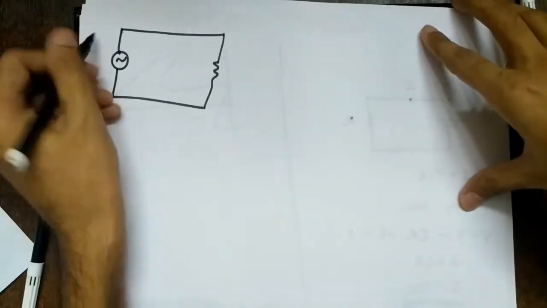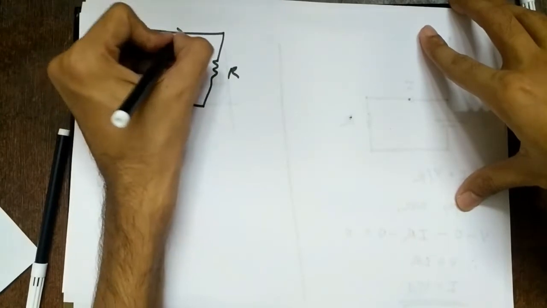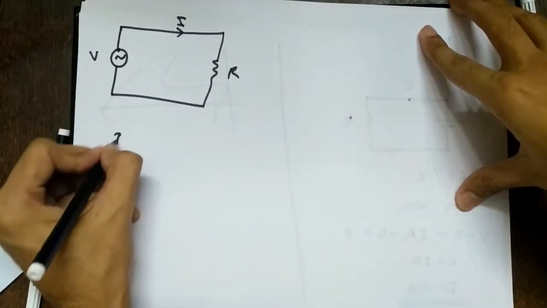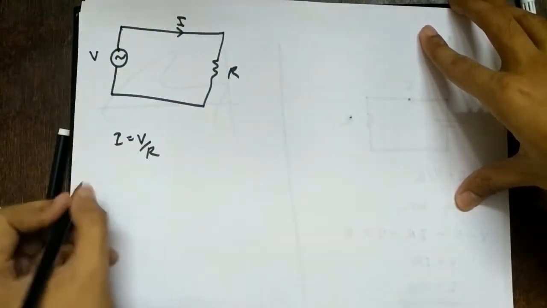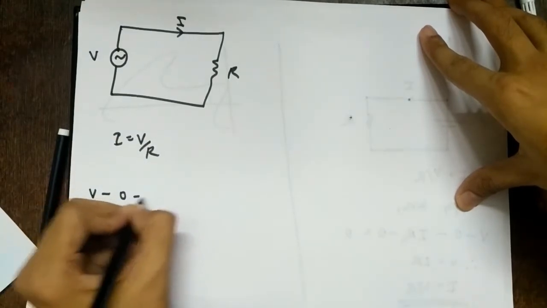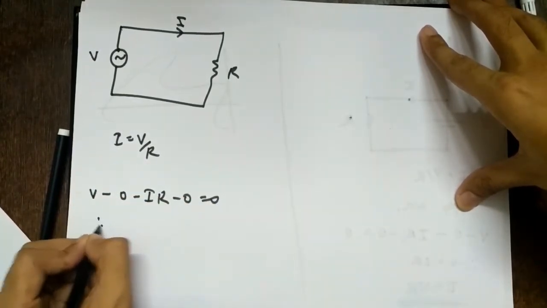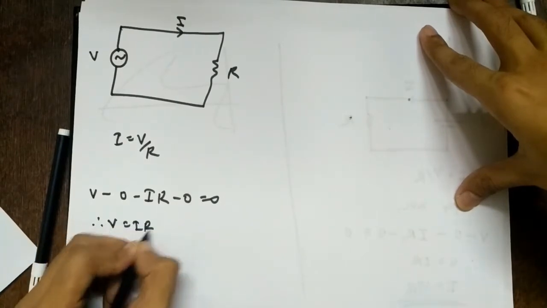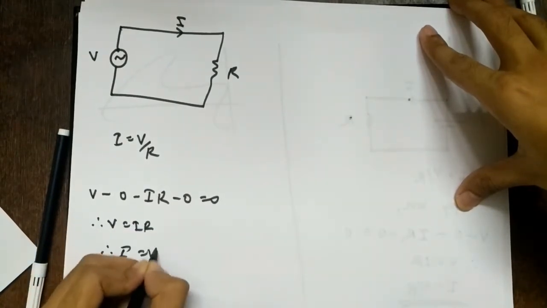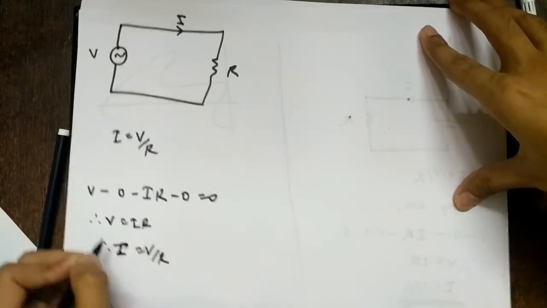Will your answer change, if this is V, this is R, and the current I is flowing? You will still say I equal to V by R, and you will still apply KVL using the same equation, minus IR minus 0 equal to 0. So therefore V equal to IR, therefore I equal to V by R. So again everyone is happy, right?